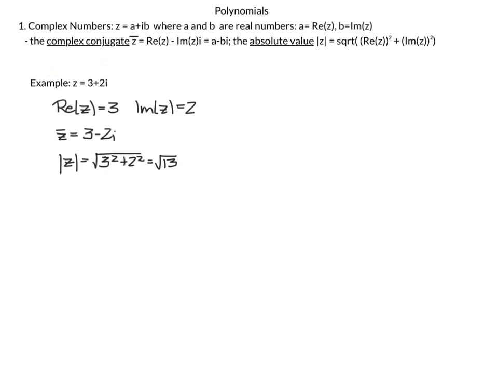And our example here is z equals 3 plus 2i. So the real part of z is 3, and the imaginary part of z is the thing that's multiplied by the i, that is 2. Our complex conjugate then is equal to the real part of z, which is 3, minus the imaginary part, which is 2, times i. So it's 3 minus 2i. Our absolute value of z is equal to the square root of the real part squared, that's 3 squared, plus the imaginary part squared, which is 2 squared. So we have the square root of 13 for this example.